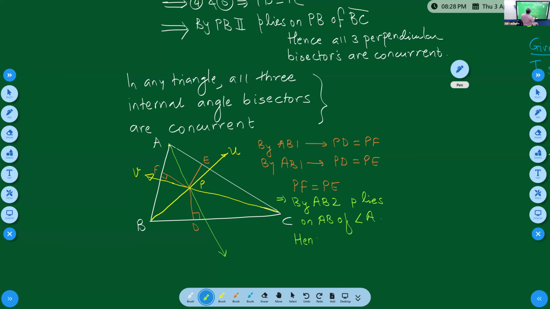Good. Okay, so this point is called the incenter.